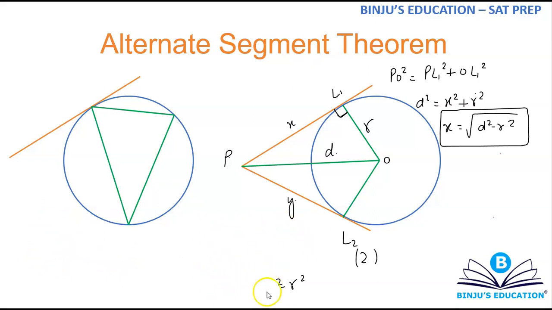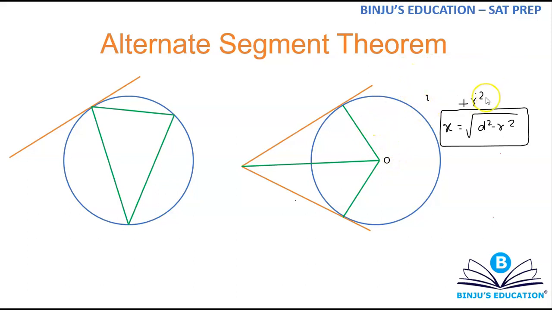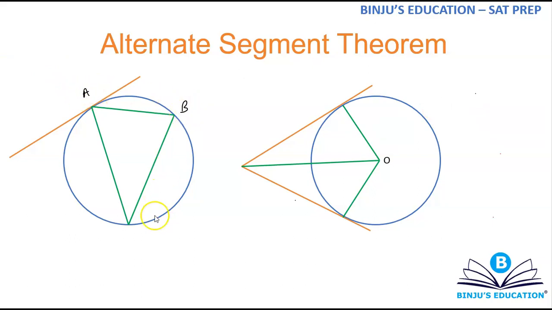So what does this say? Let's see. So first of all, I would like to name these points. So let's say this is A, this is B, this is C. And let's say this line is L1. Okay. Now AB is a chord of a circle. So let's say the area above it is segment 1 and the area below it is segment 2.